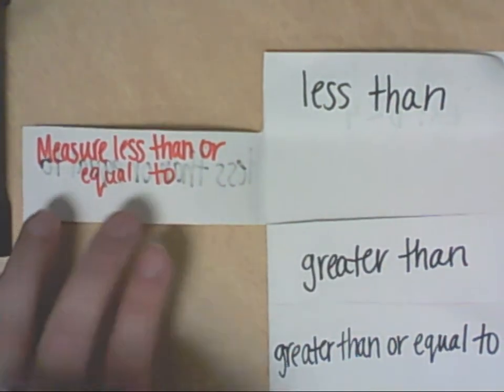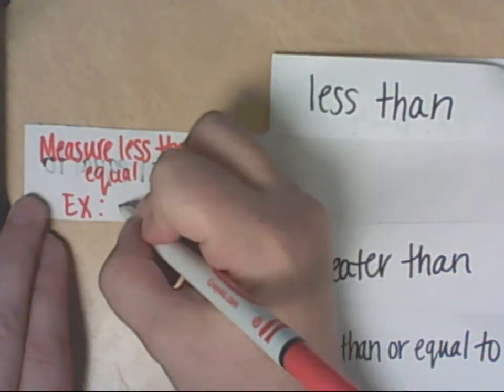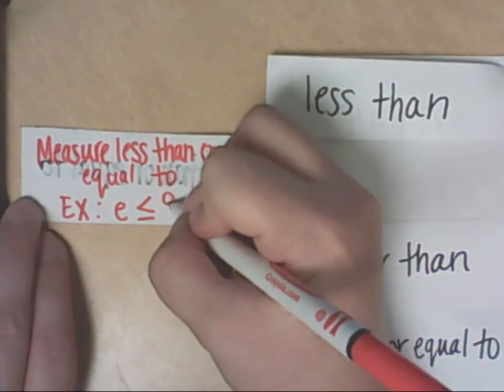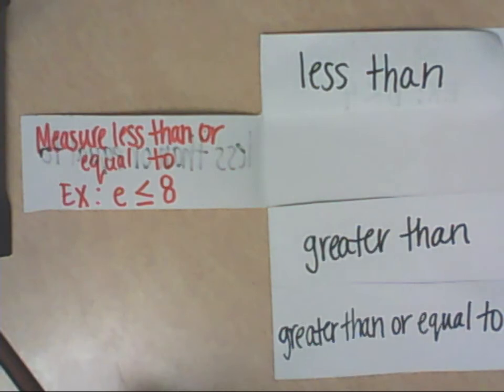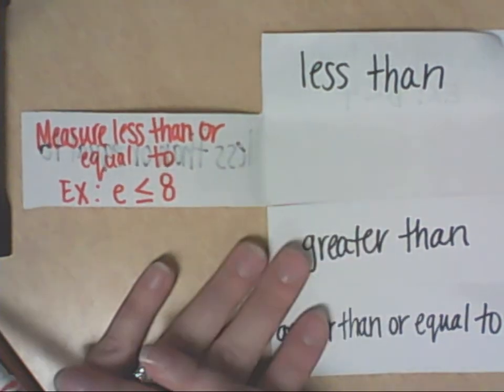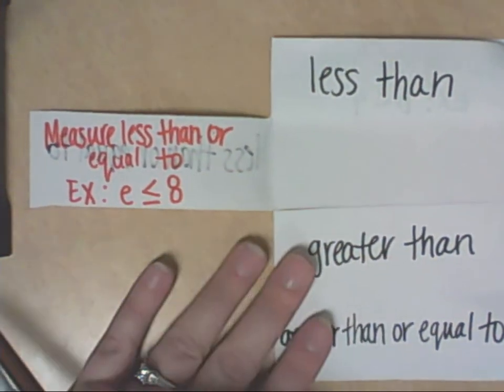This time, for my example, E is less than or equal to 8. E is less than or equal to 8. Okay. So, inequality or equation? Is it an equation? No. Why not?